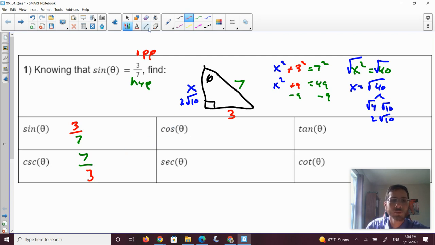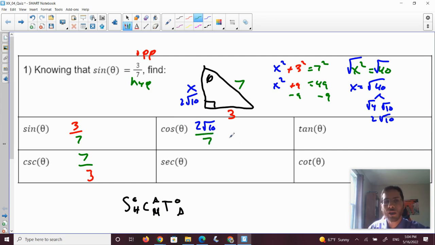For cosine, again we're doing SOHCAHTOA. So with cosine, we've got to do adjacent over hypotenuse. So the adjacent side is 2 square root of 10. The hypotenuse is still 7, so we're going to divide by 7. So that's good. Remember, when the square root's on the top, you don't need to do anything. That's all set. However, when we do secant, if we flip it, 7 over 2 radical 10, that's not going to be the final answer because we have a radical on the bottom. So we need to fix this one.